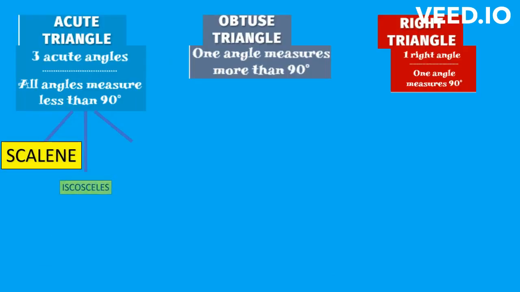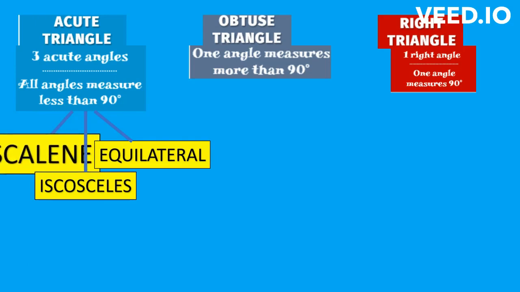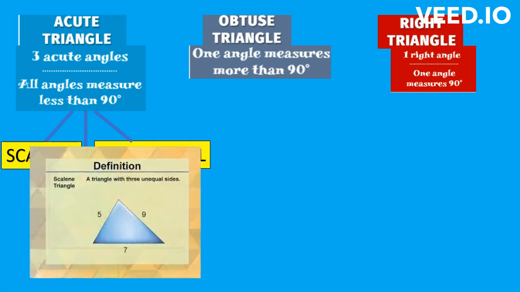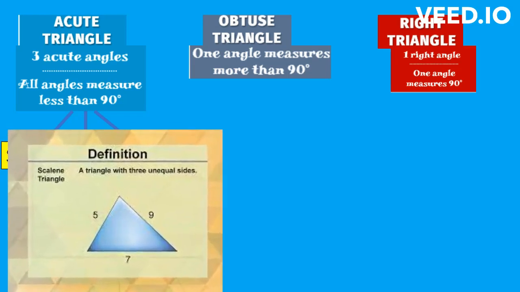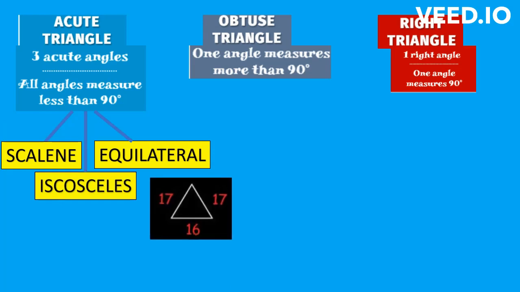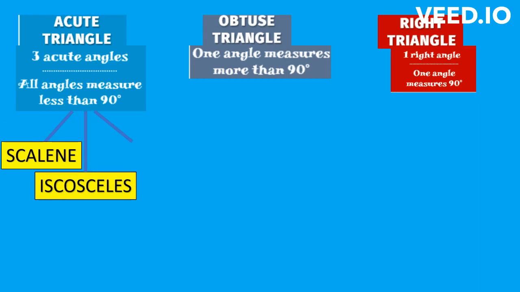An acute triangle can be scalene or isosceles or equilateral. A scalene triangle means all sides are of different lengths. An isosceles triangle means only two sides are equal. In an equilateral triangle, all sides are equal.